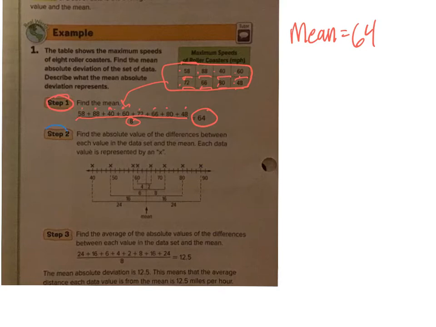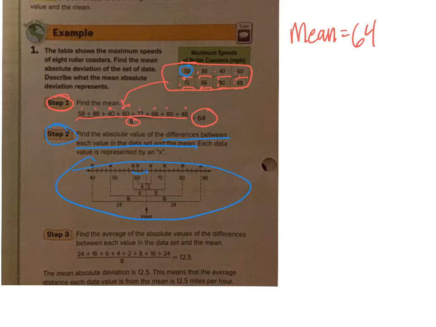Step 2 is finding the absolute value of the difference between each value and the mean. So I have 58. Now they show you a chart here where you lay them out like this, and then you can see the difference between the mean being right here and between each number. This one's kind of confusing to me. So I'm just going to do, I have 8 numbers. I need to find the difference between the mean and the number.